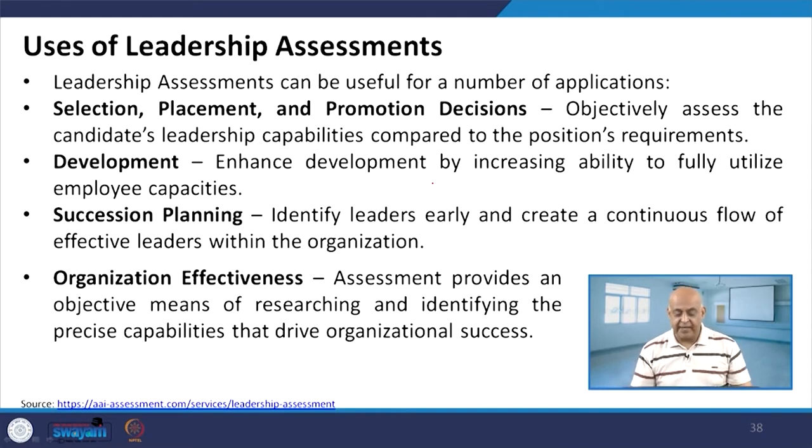Then succession planning: these identified leaders will be within the organization, and then they will be placed in new positions. Organizational effectiveness: assessment provides the objective means of researching and identifying the precise capabilities that drive organizational success. So for organizational success, this becomes very, very important, that whoever the leaders are, you are objectively assessing them. That will help drive organizational success, and this way we get organizational effectiveness.